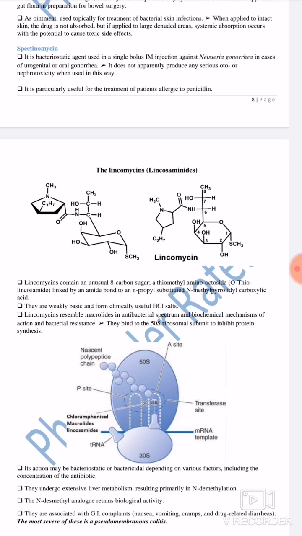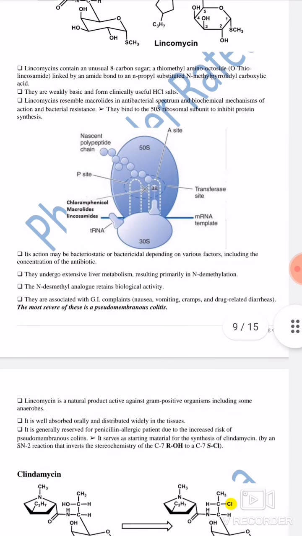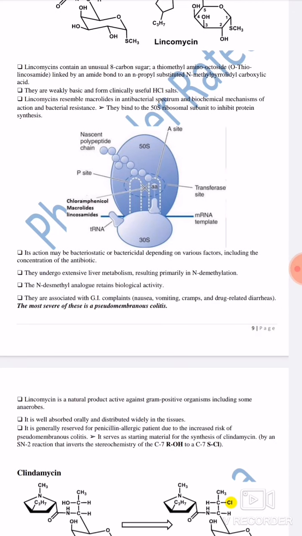Lincomycin resembles macrolides in antibacterial spectrum, biochemical mechanism of action, and bacterial resistance. They bind to the 50S ribosomal subunit to inhibit protein synthesis, as we see in this figure. Its action may be bacteriostatic or bactericidal depending on various factors, including the concentration of antibiotic.